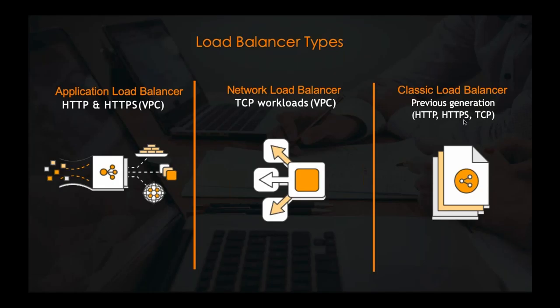Another difference between the application, network, and classic load balancers is that the application and network load balancers can both distribute millions of requests per second. They support millions of request transactions per second. The classic load balancer doesn't have the capability to distribute the load with this performance. So it is highly recommended that you go with the application load balancer or the network load balancer.